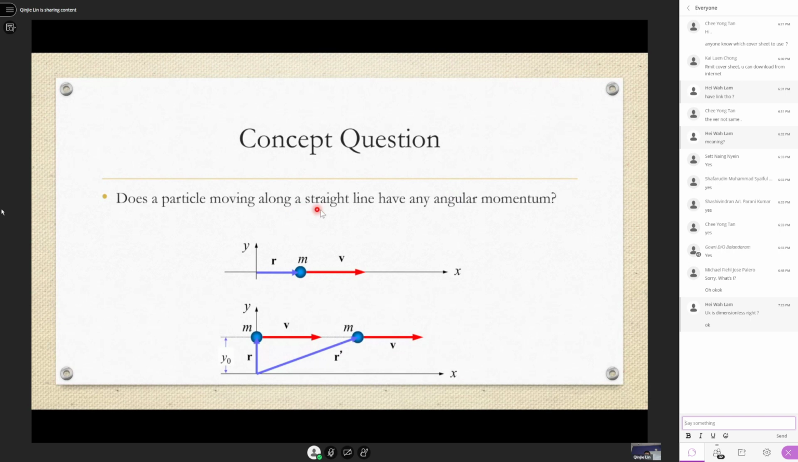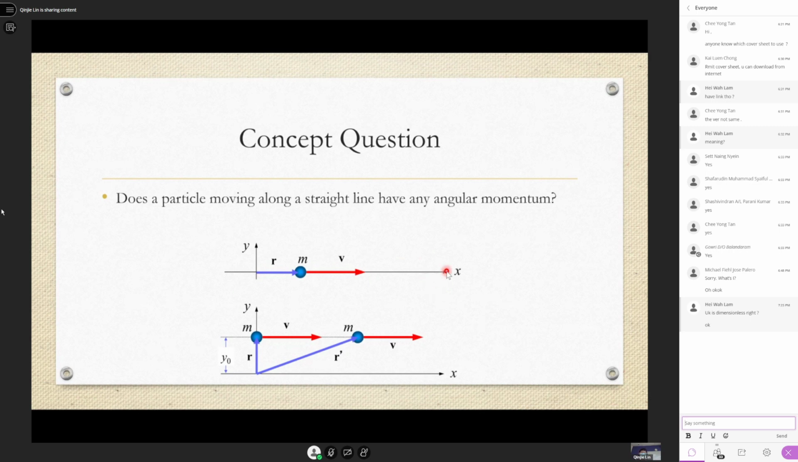Does a particle moving along a straight line have any angular momentum? It's a concept question. Remember we say angular momentum is R cross your P, R cross your linear momentum. So if a particle is moving along one straight line, like this, will it have any angular momentum? Actually, the answer is yes and no, depending on your choice of origin.